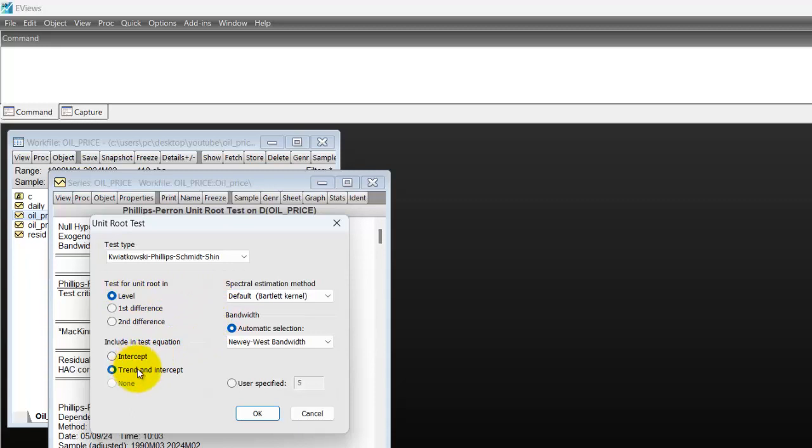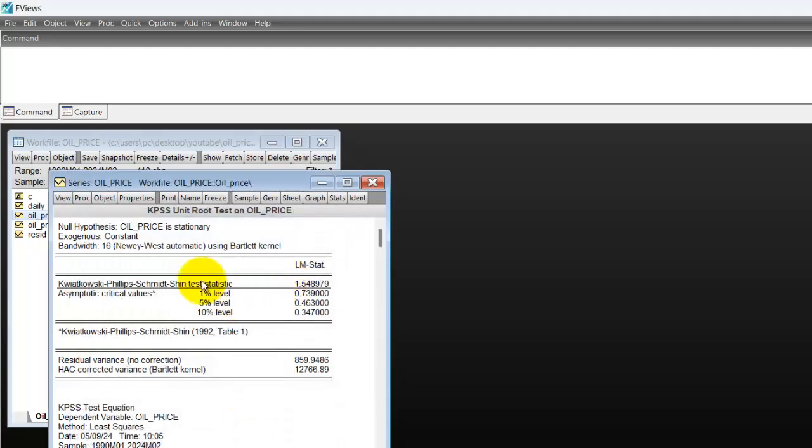For KPSS, you can see that we have just two test equations: the equation where the intercept is included, and the one where trend and intercept are included in the model. So let's start with intercept and see how the results will look. You click OK, then you have your results.